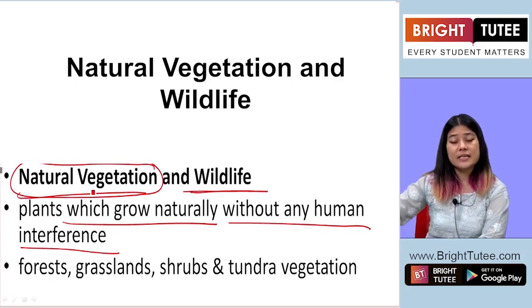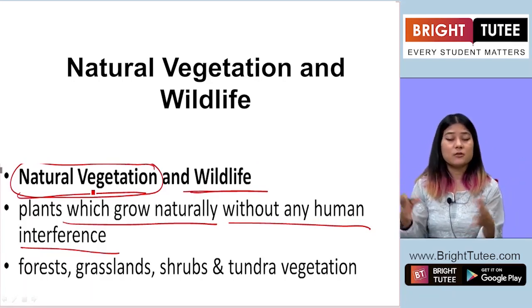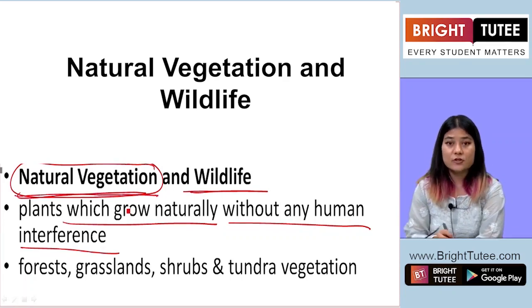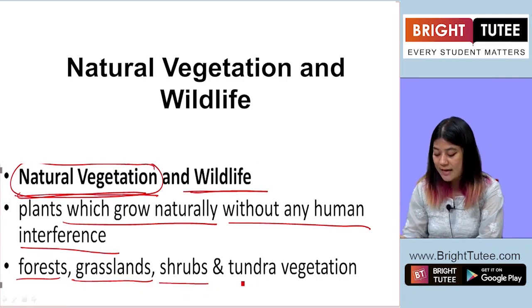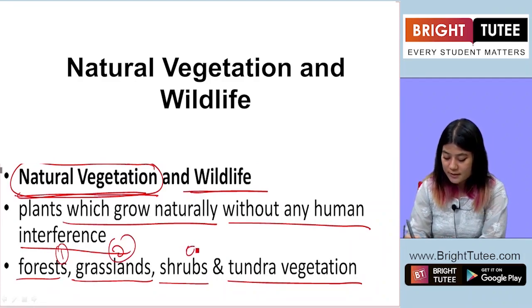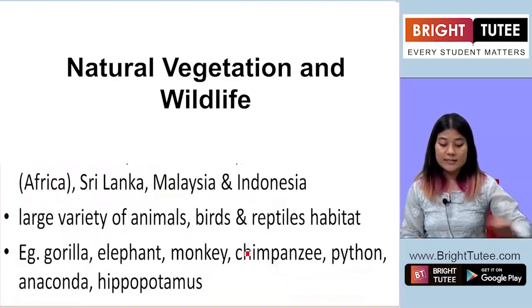The trees that we see in the forest, as we drive through the mountains, we see the jungles and forests, they have just grown and thrived. They've just been like that without any human interference, right? So such natural growth of plants without any human interference is called natural vegetation. Okay, so in the natural vegetation we find forests, we find grasslands, we find shrubs, and also the tundra vegetation. Now these are the four important types of vegetation that we find around us. Okay, so let's look at them.